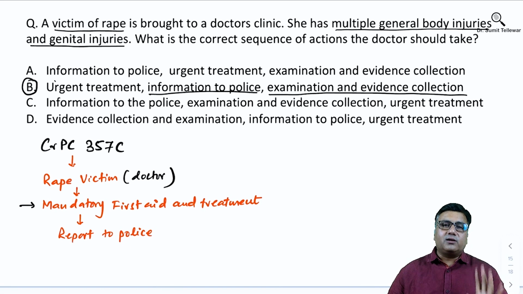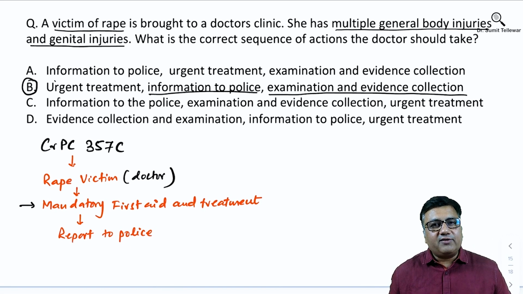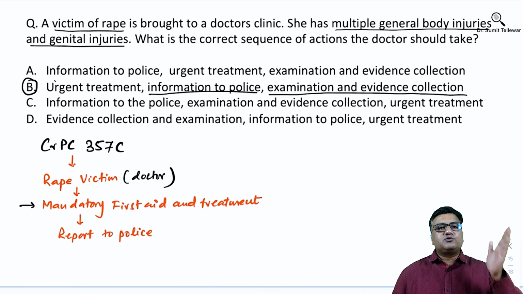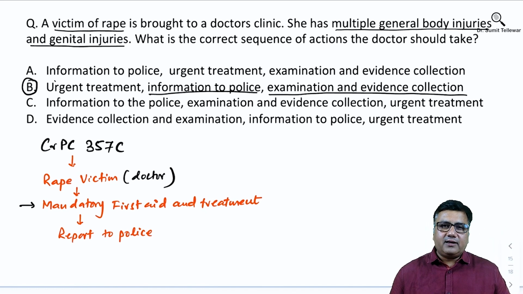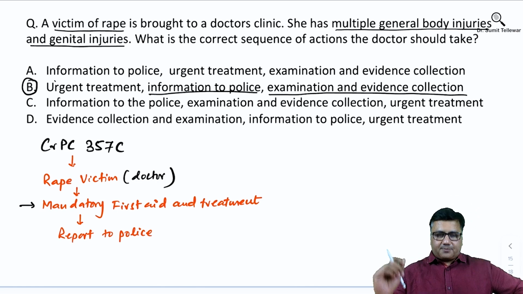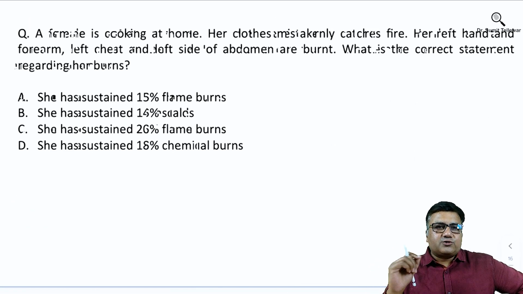Then second is inform the police and simultaneously proceed on to examination and evidence collection for the crime that has happened on her. So it is also the duty that you do examination and evidence collection. So correct sequence will be urgent treatment, information to police, examination and evidence collection. Right? Okay, let's move to next question.